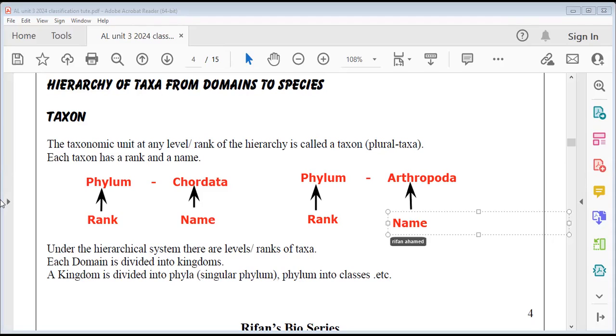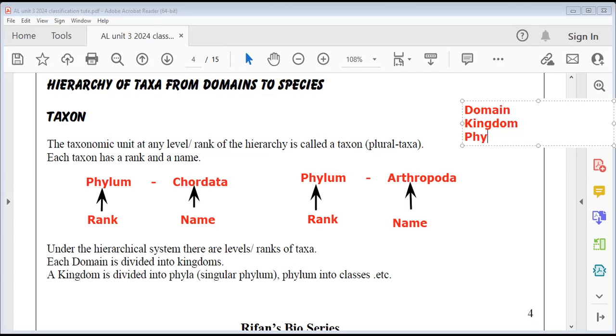What is the order of the hierarchical system? Tell me the order. Domain, Kingdom, Phylum, Class, Order, Family, Genus, Species.